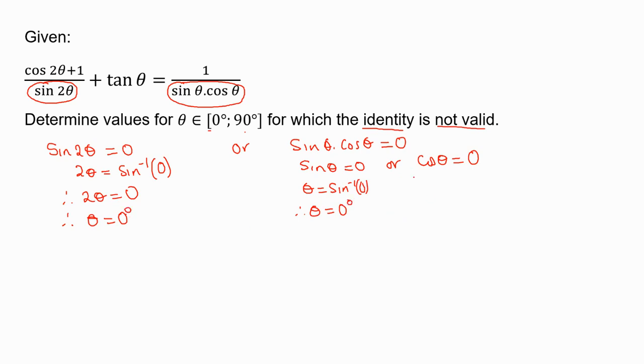Right, and then this side, theta is arc cos 0, and then we get that theta is equal to 90 degrees. You see that? This identity is not valid if theta is equal to 0 degrees or if theta is equal to 90 degrees. So those are the answers there.